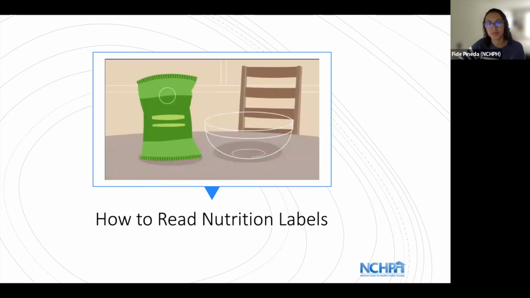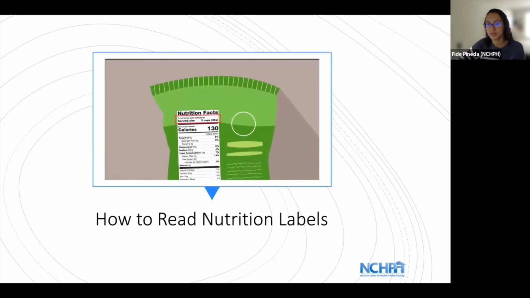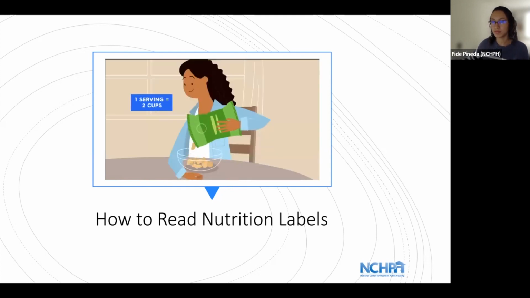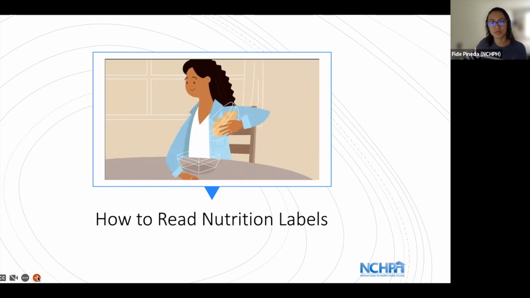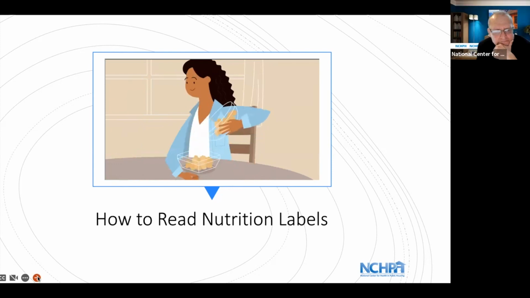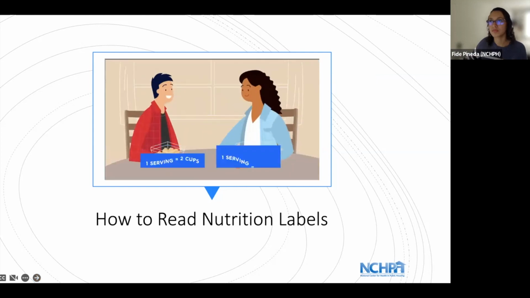Let's size up servings. Servings per container shows the total number of servings in the entire package or container. Serving size is based on the amount of food that is usually eaten at one time, and the nutrition information listed on the label is usually based on one serving. Since packages can and often do contain more than one serving, serving size is an important thing to know when you're deciding how much to eat or drink during the day.